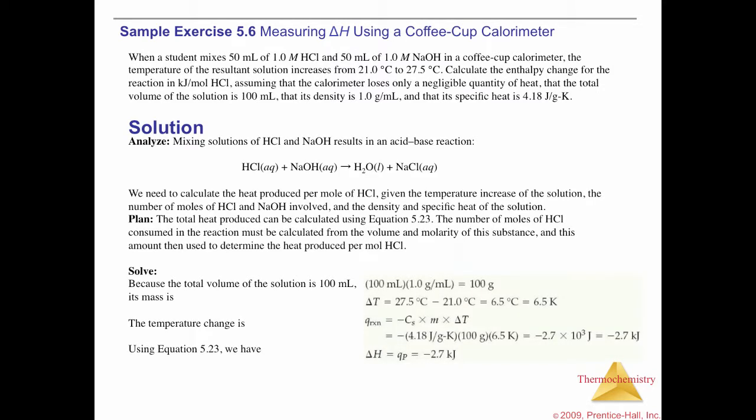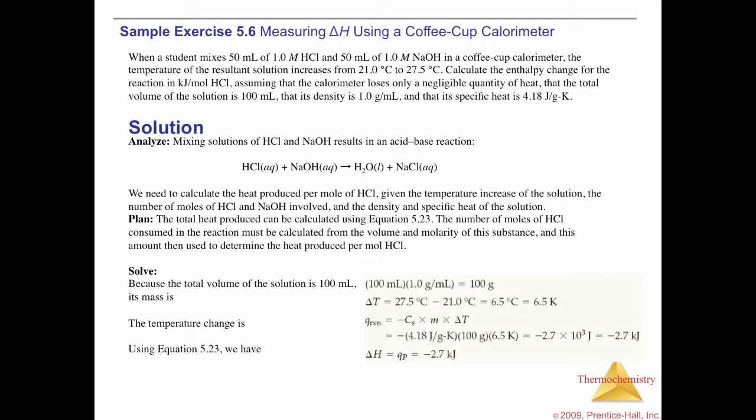Sample exercise 5.6. Measuring enthalpy change using a coffee cup calorimeter. When a student mixes 50 milliliters of 1 molar hydrochloric acid and 50 milliliters of 1 molar sodium hydroxide in a coffee cup calorimeter, the temperature of the resultant solution increases from 21 degrees Celsius to 27.5 degrees Celsius. Calculate the enthalpy change for the reaction in kilojoules per mole of HCl, assuming that the calorimeter loses only a negligible quantity of heat, that the total volume of the solution is 100 milliliters, and that its density is 1 gram per milliliter, since most of the solution is water-based, and also that its specific heat is 4.18 joules per gram Kelvin.